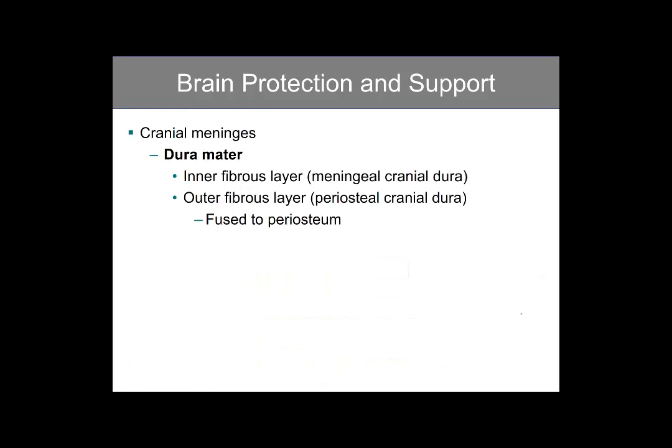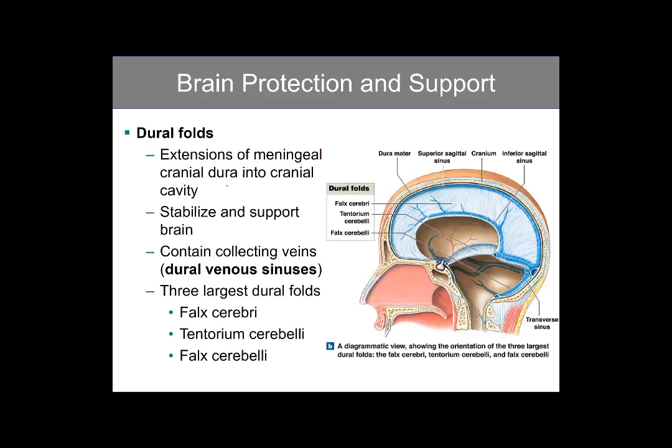The dura mater consists of 2 fibrous layers, an inner and outer. The outer fibrous layer is known as the cranial dura, or the periosteal cranial dura, because it's continuous with the periosteum of the overlying bone. The inner fibrous layer is known as the meningeal cranial dura. The dura mater follows crevices within the brain.